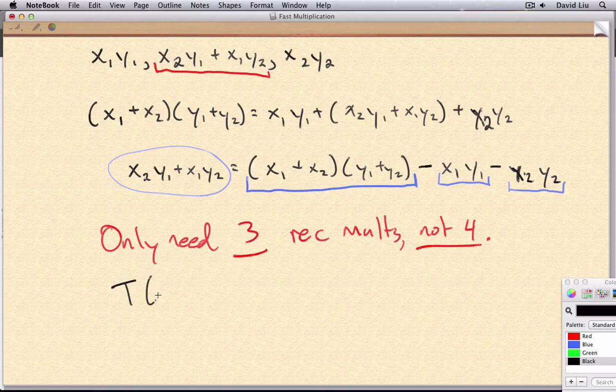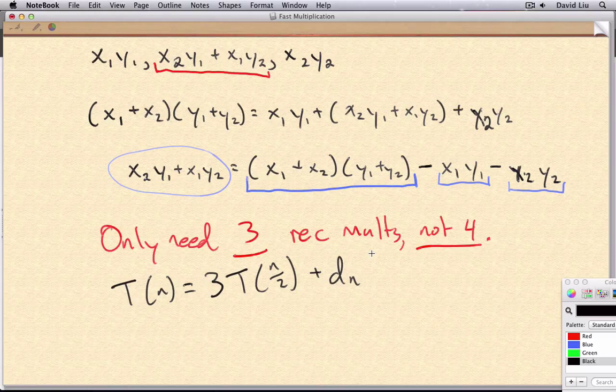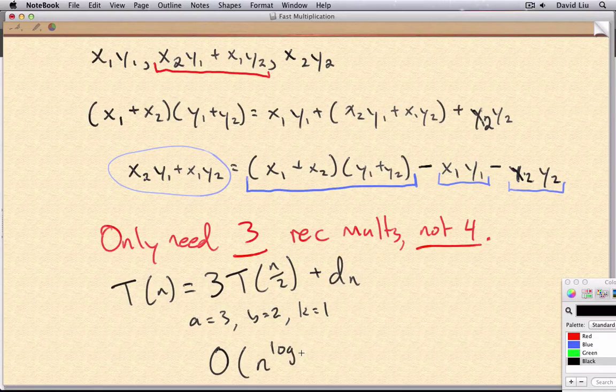Now our recurrence becomes T(n) is equal to 3T(n/2) plus dn. Now we have a is equal to 3, b is equal to 2, k is equal to 1. And so the algorithm runs in time n to the log base 2 of 3, which is approximately n to the power of 1.585 something.